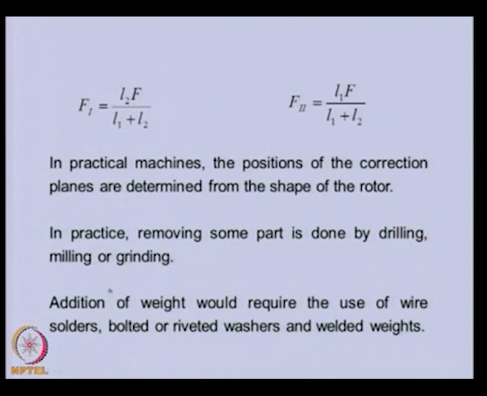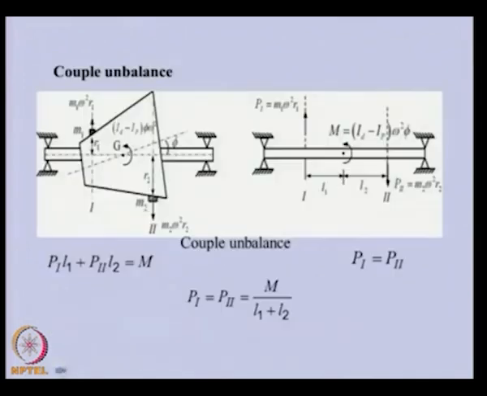If we want to add some weight instead of removing the material, we require the use of wire shoulders, or bolted or riveted washers, or welded weights. So, this is the practical way of adding or removing the mass from the actual machine.